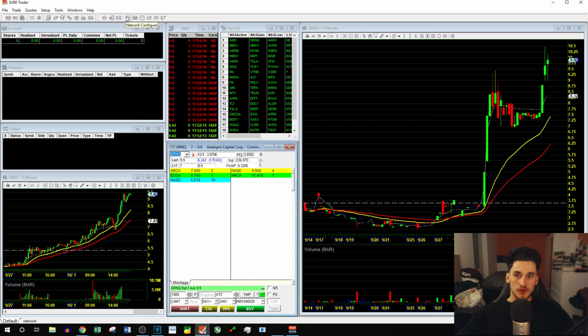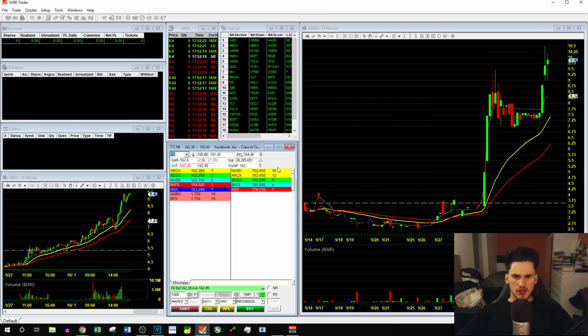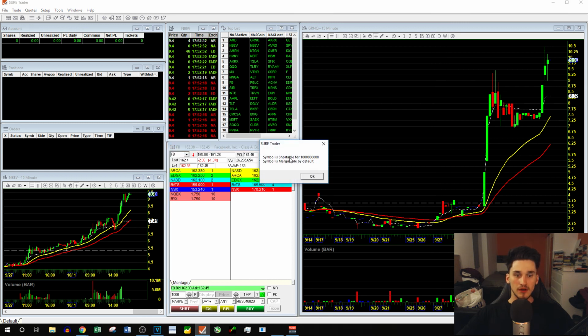If you want to see if a stock is shortable, okay, if you want to be able to short a stock, the best way to do that is to type in the ticker. So if we go onto Facebook, you can see here there's an S. If you click on the S, it will say symbol is shortable, okay, for so many shares.